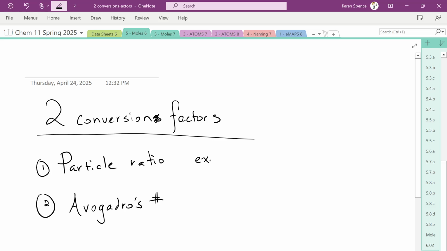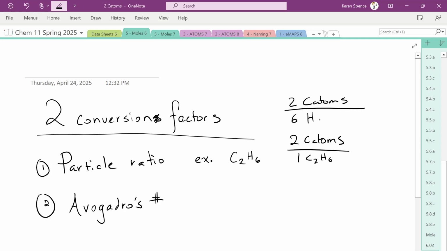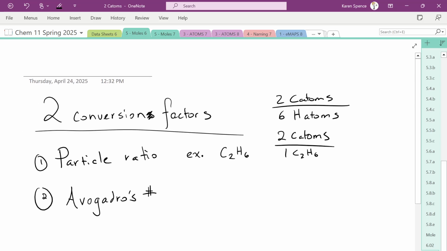We can't give a particle ratio without an example. So we would have to say, for example, if we had C2H6, the particle ratio could be 2 C atoms per 1 C2H6. Or it could be 2 C atoms per 6 H atoms. Or it could be 6 H atoms per 1 C2H6. So all of those are particle ratios.